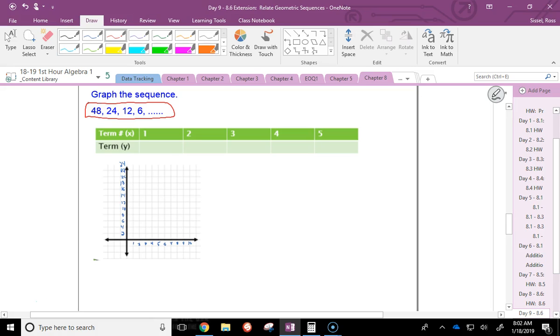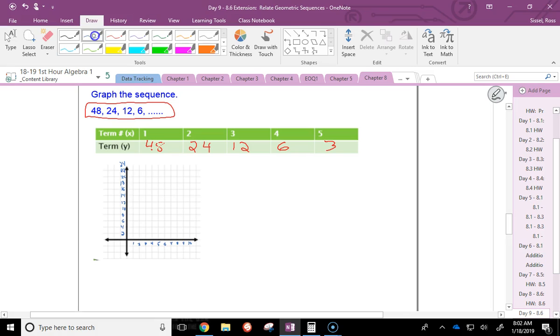48 was my first term. So when we make a table, we just make X be the term: 1, 2, 3, 4, 5. My first term was 48. My second term was 24. My third term was 12. Fourth term was 6. What would be my next term? Let's do a fifth one just for fun. 3. Is this arithmetic or geometric? What's the rate? Dividing by 2 or multiplying by 1/2.